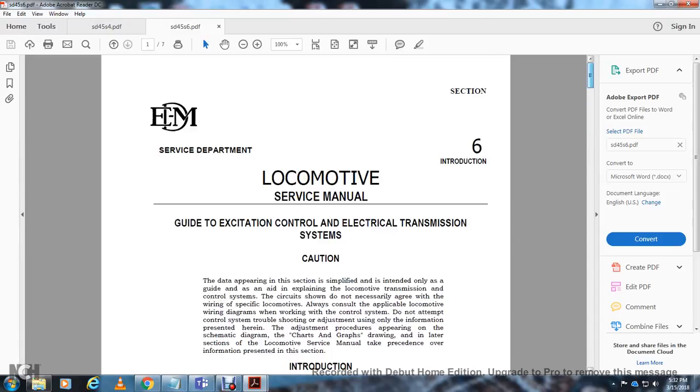And that was Locomotive Service Introduction Section 6 and 6A.